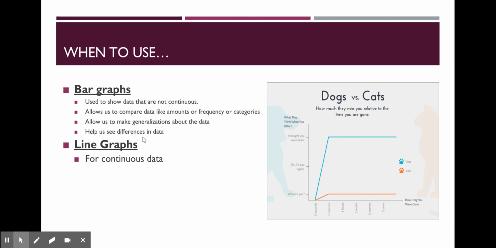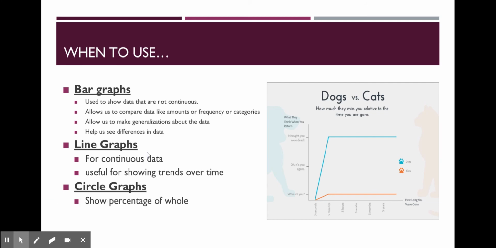Line graphs are for continuous data. We tend to use line graphs in science more than we use bar graphs. They are very useful for showing trends over time. And circle or pie graphs, we use them to show the percentage of the whole.